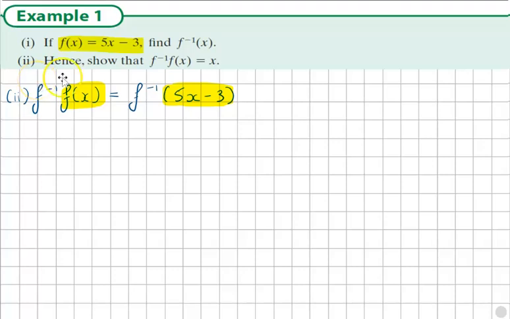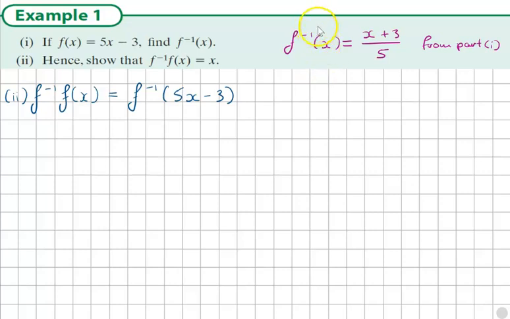Part 2 wants us to show that f inverse after f of x is equal to x. So we know from the question that f of x is 5x minus 3. So we're going to substitute that into the inverse. So we're going to work out f inverse of 5x minus 3.